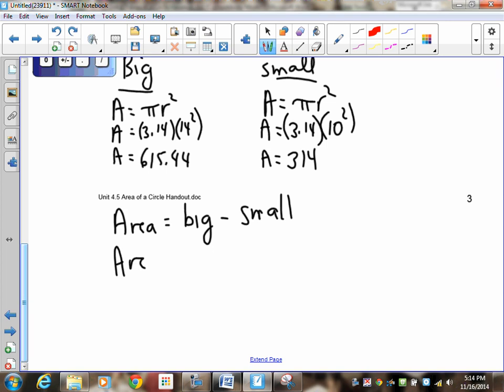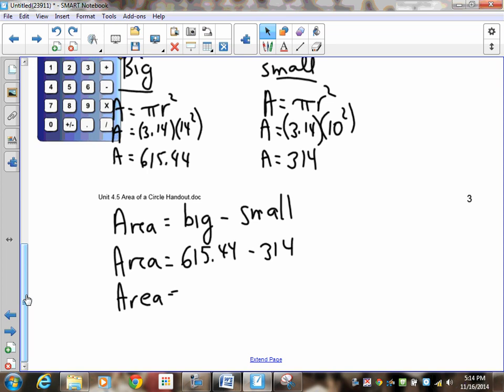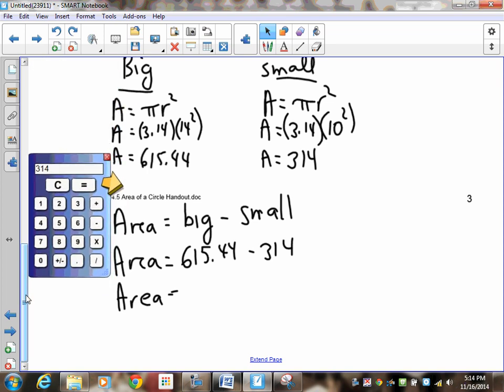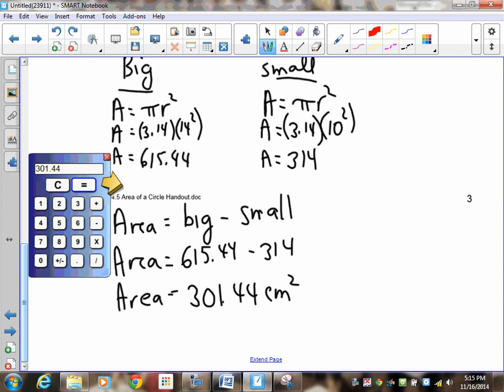Okay, so in this case, the big is 615.44, take away 314. So on my calculator, let's take a look here. 615.44, and I'm going to subtract 314 from it. That gives me 301.44. And we are working in centimeters, I believe, and that would be squared.